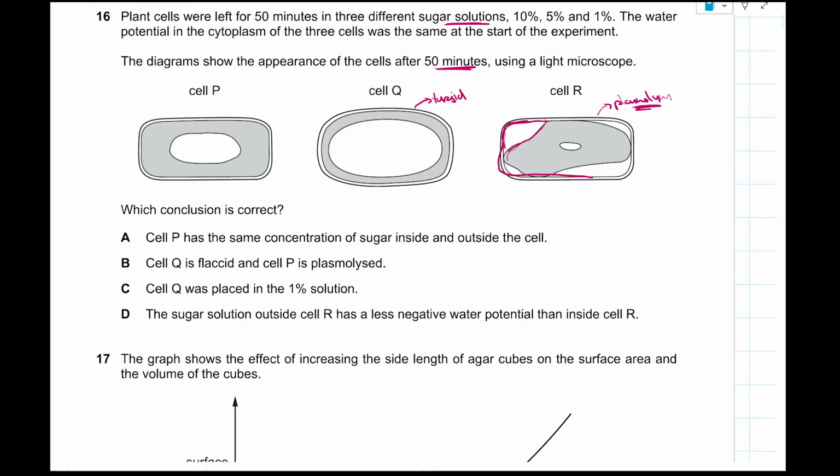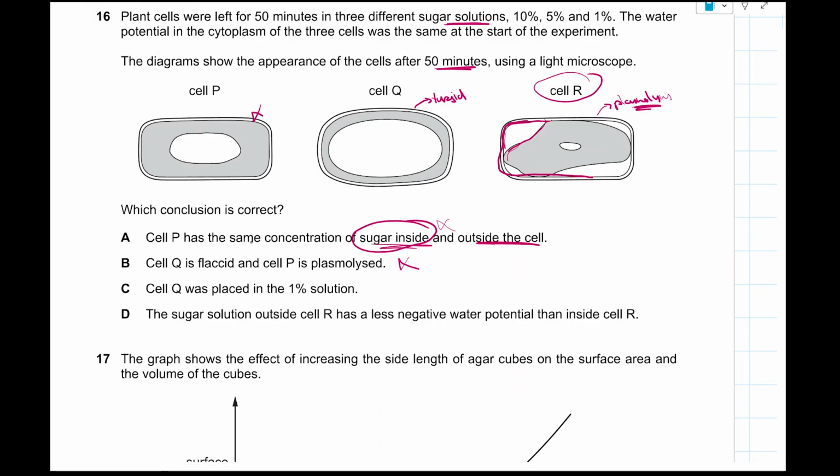Now, which conclusion is correct? Let's see the suggestions that we have here. A. Cell P has the same concentration of sugar inside and outside the cell. So, in this case here, we are talking about water potential, not osmolarity. Therefore, we would say that it has the same water potential, not the same concentration of sugar inside. Therefore, this is incorrect. We must here mention water potential. For B, cell Q is flaccid and cell P is plasmolysed. So, this is incorrect. Cell P is not plasmolysed. Cell R is plasmolysed. And cell Q is not flaccid, it's turgid.